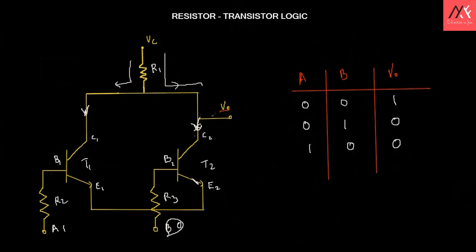So what happens if both inputs are high? A is high and B is also high. That means B is equal to 1 and A is also equal to 1. Both of them are 1. So since both of them are 1, what happens here is the bases of the transistors B1 and B2 will be at the conducting state, right? Both of them will be in the conducting state. They are not in the cutoff region anymore.